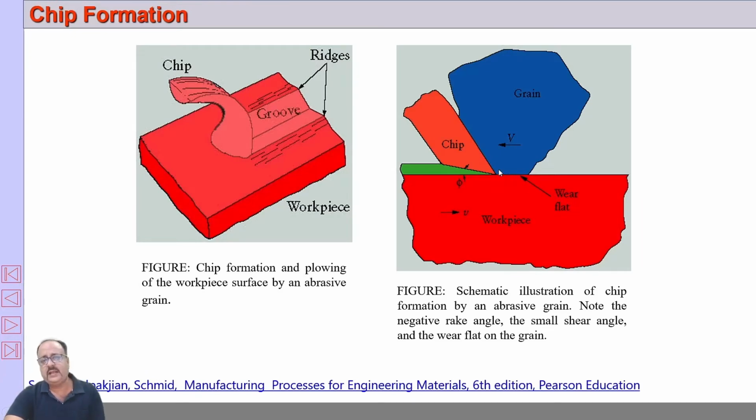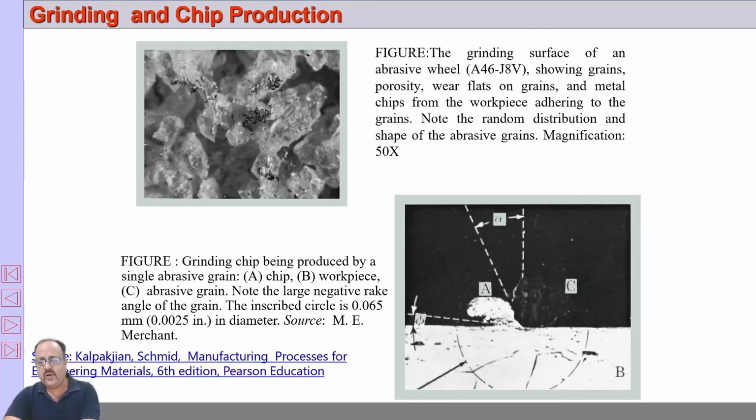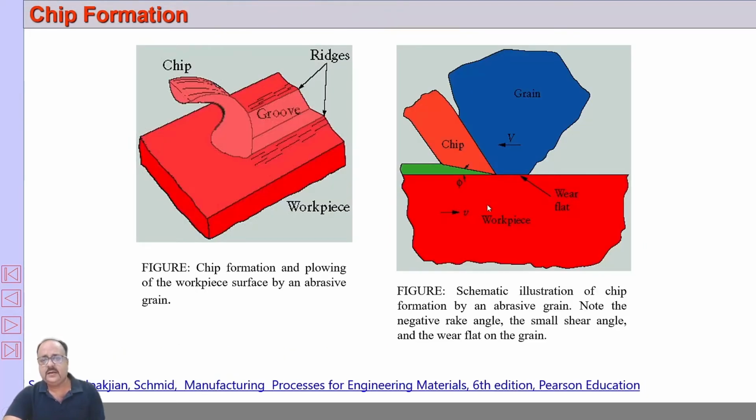This is the wear flat, and you can see this is the negative angle, this is the chip, and this diagram is redrawn here basically, and this is the shear angle. And unlike conventional machining, you can see there are ridges, and basically we are plowing the workpiece surface in minute quantities. Again, this figure is taken from this particular book.